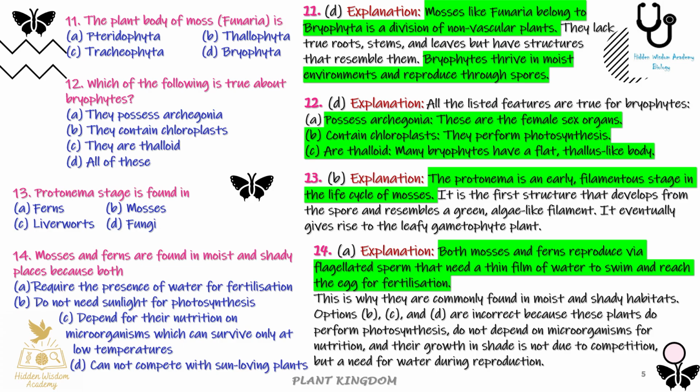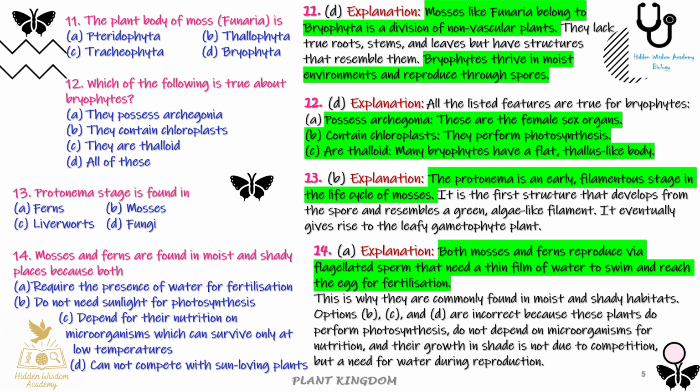Explanation: all the listed features are true for bryophytes. Option A is they possess archegonia. These are the female sex organs. Option B, contain chloroplasts. They perform photosynthesis. Option C, are thalloid. Many bryophytes have a flat, thallus-like body. So, option D is the correct answer.